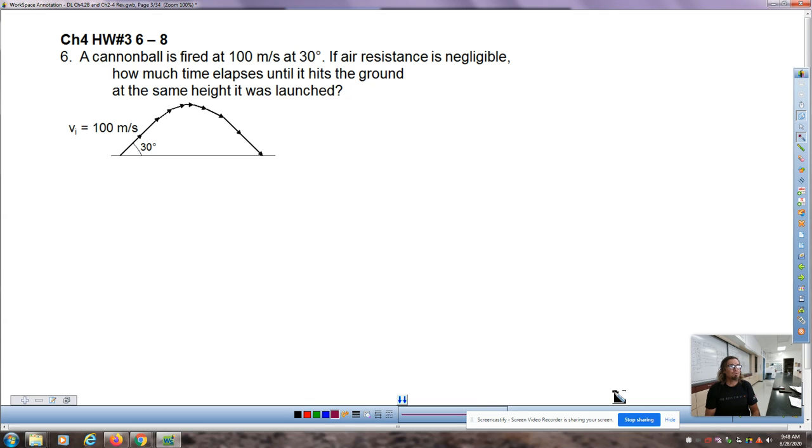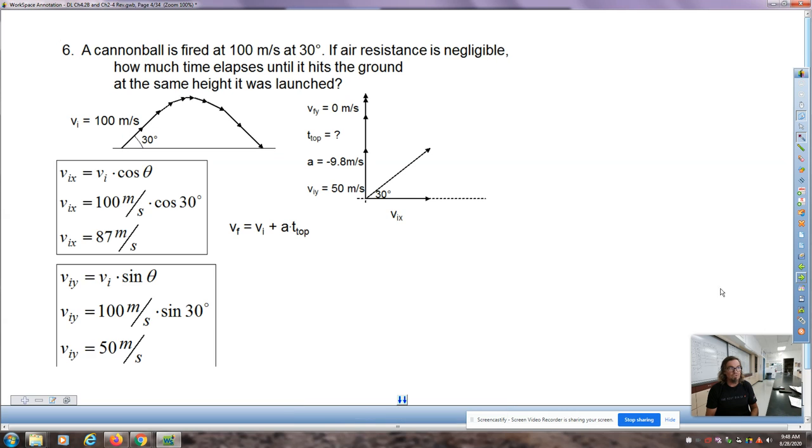Your second assignment, chapter 4, homework number 3, questions 6 through 8, we're dealing with the range problems. And so as you know, whenever we see an angle, we're just going to break up the vector that's at the angle into its x and y components. So that's the very first thing that I do here, is I just find the Vix and the Viy of the original initial velocity vector.